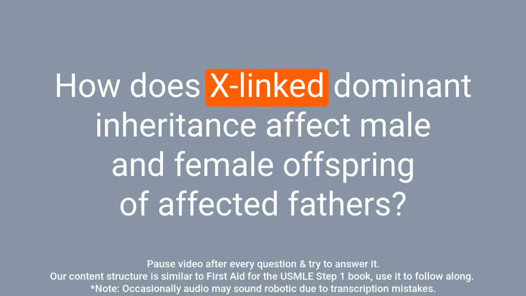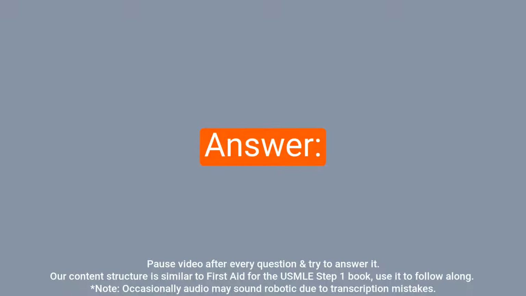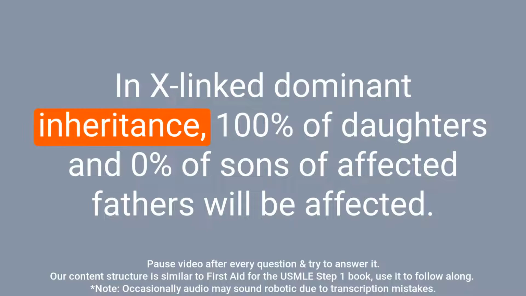Question: how does X-linked dominant inheritance affect male and female offspring of affected fathers? Answer: in X-linked dominant inheritance, 100% of daughters and 0% of sons of affected fathers will be affected.